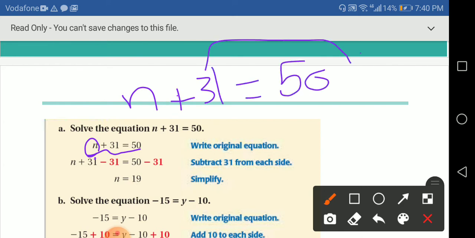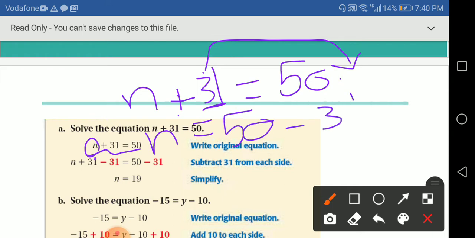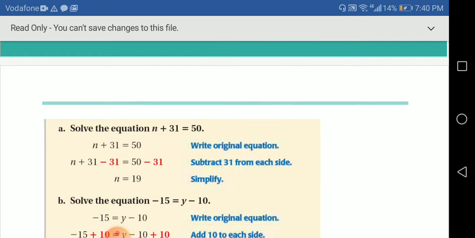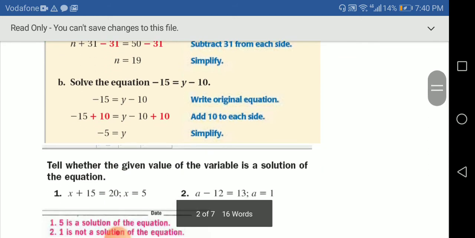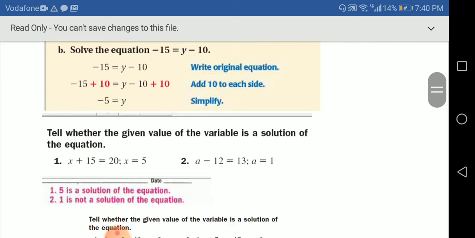I need n alone. So 31 will go to the other side. It is positive here, so it will go with a negative sign. It changes its sign. So instead of positive, it will be negative. So 50 minus 31 gives me 19, and this is very easy. Solve this equation. Let's see together.